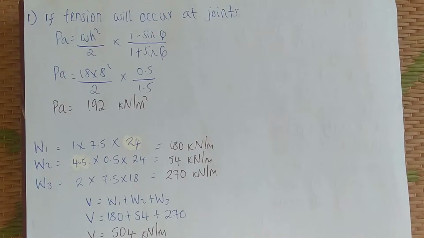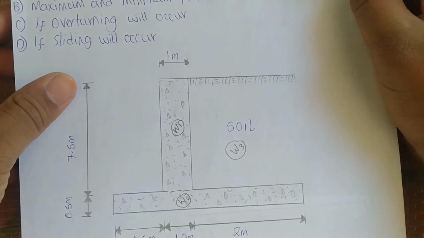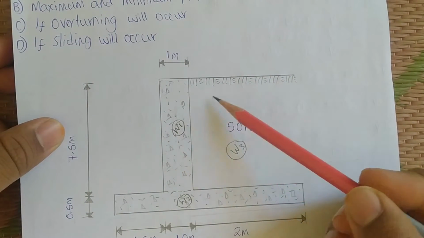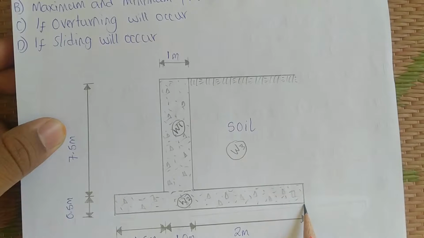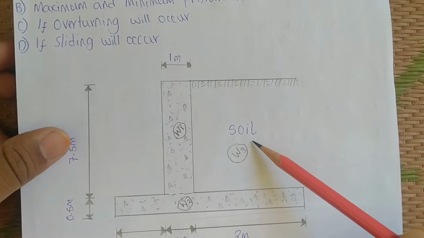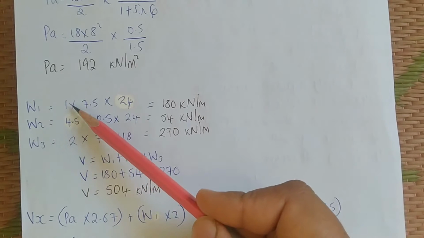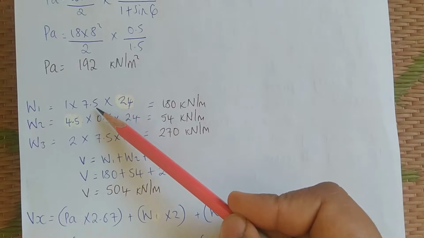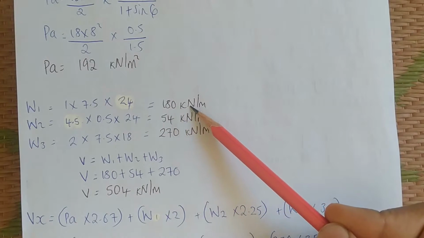The next thing is to find the weight of each component of the retaining wall as well as the soil. I've labeled it over here. This is weight 1 from here to here, and then weight 2 from here to here, this rectangular section of the base slab, and then the weight of the soil. Weight 1 is the thickness, 1, times 7.5, the height of the stem, multiplied by 24, the density of concrete. You'll get it as 180 kilonewtons per meter.